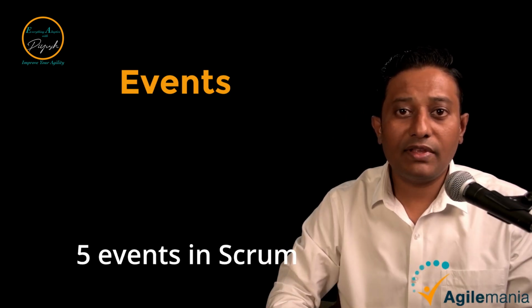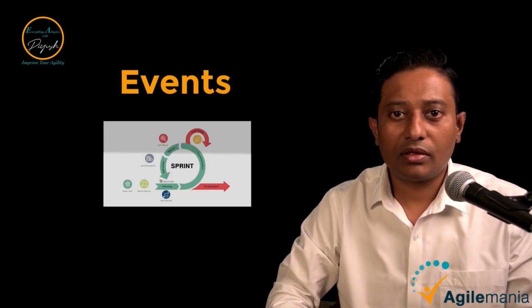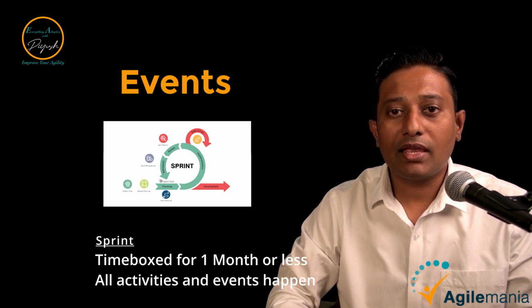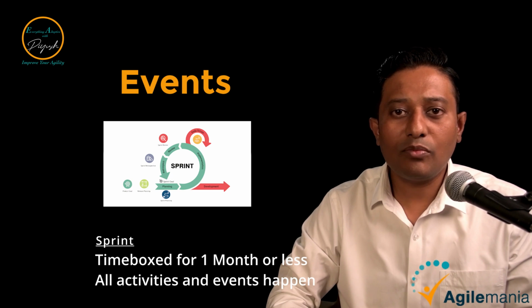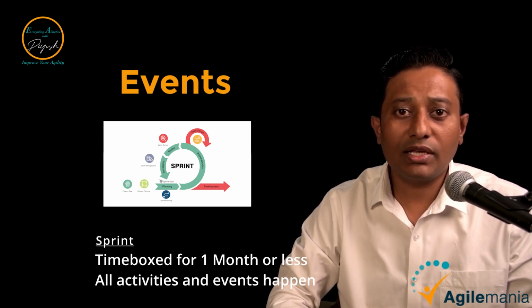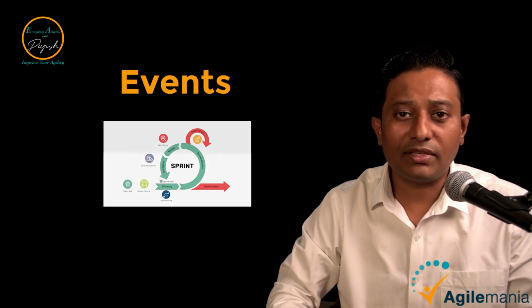So, we are not going to call these events ceremonies anymore. Let's call them events and let's explore what these events are. There are 5 events in Scrum. The first and foremost event is the sprint itself. It is a container event time boxed for 1 month or less. During this event, all the other activities and all the other events happen.